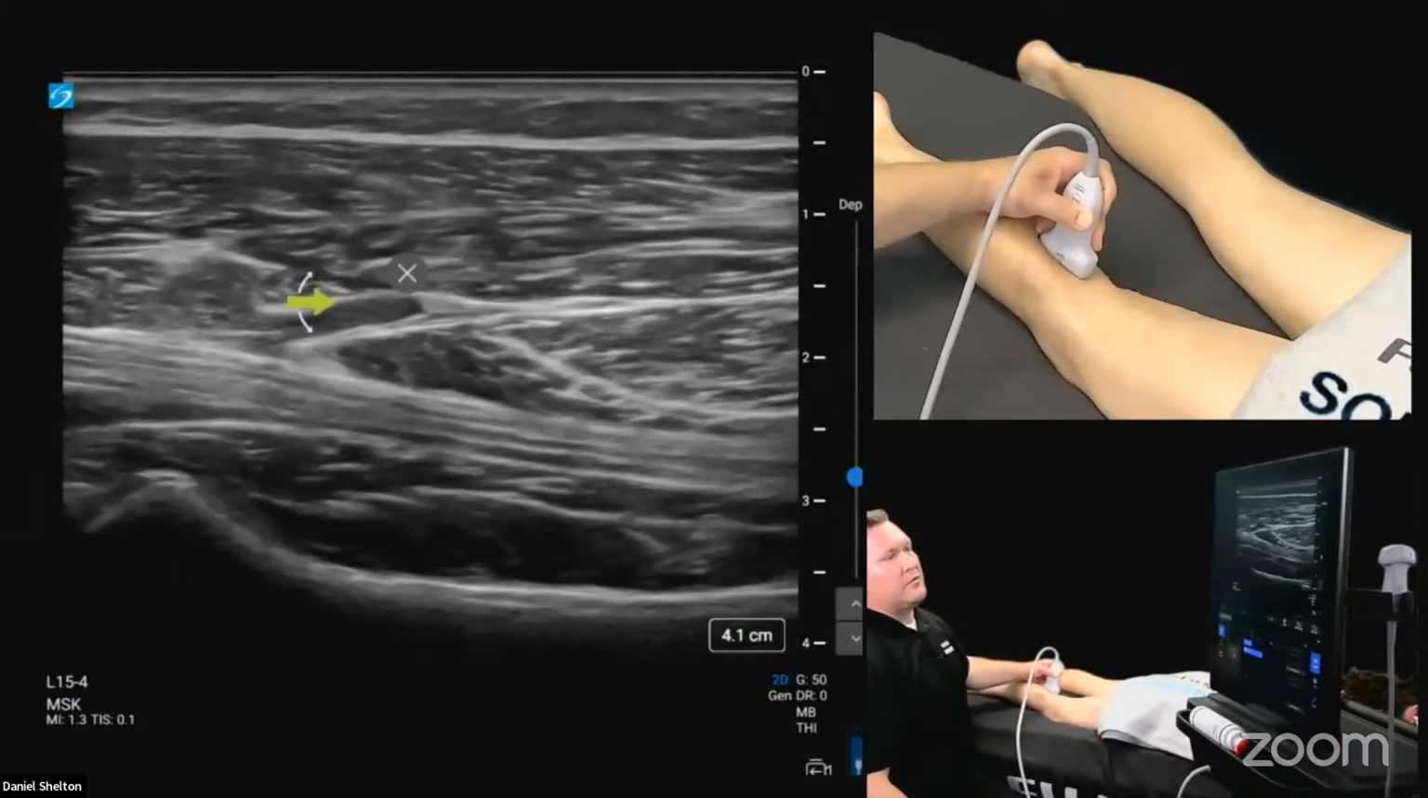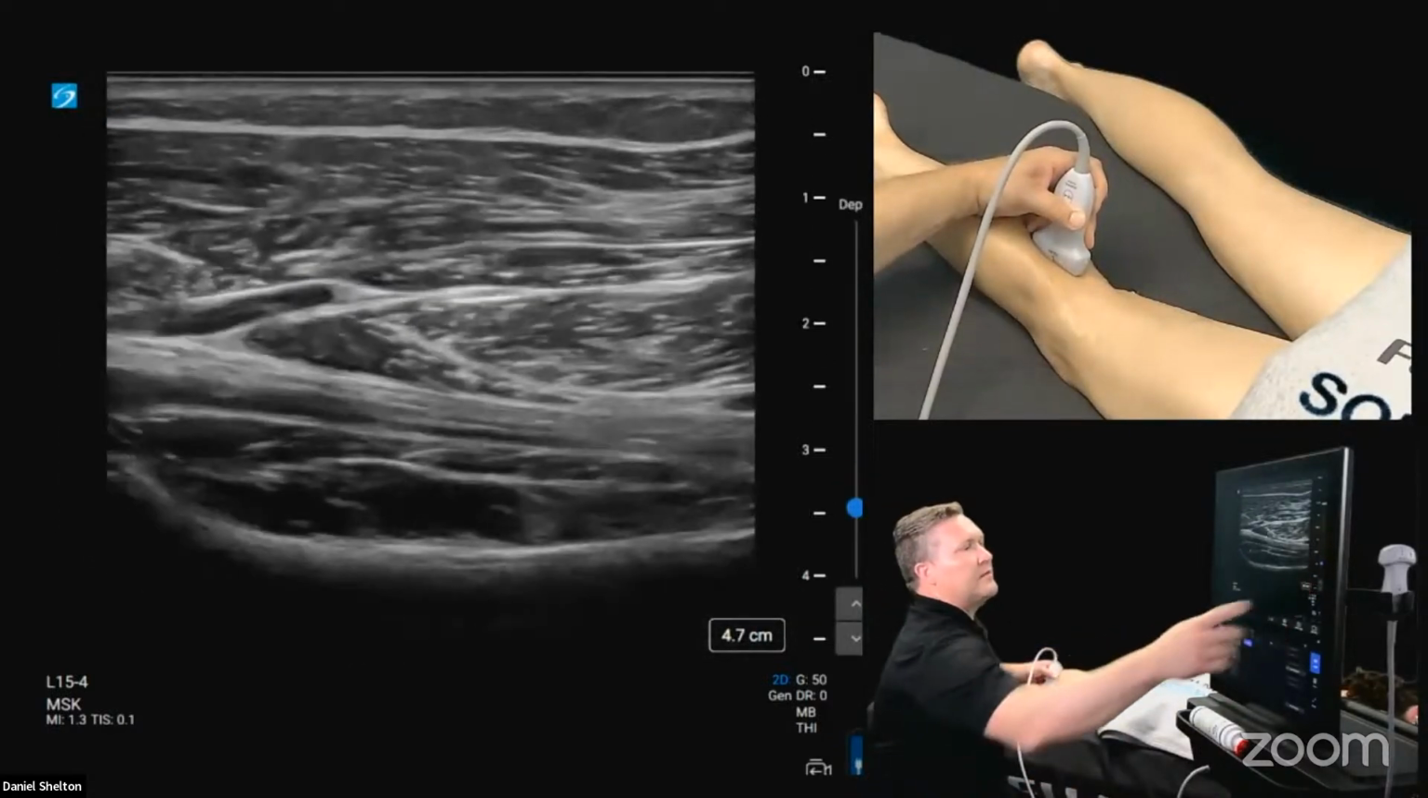Always check things in two planes, long, short axis, everything you do. But that's pretty much it.